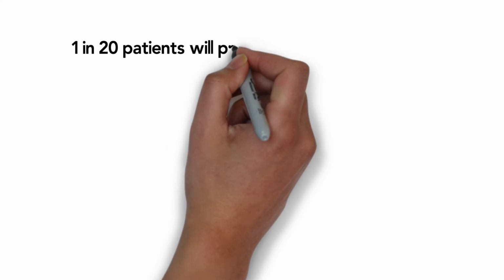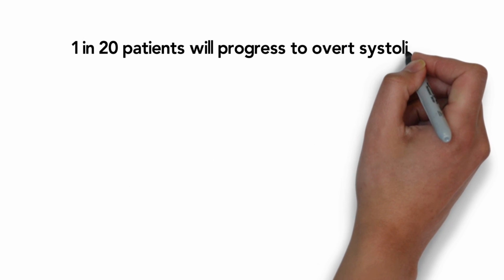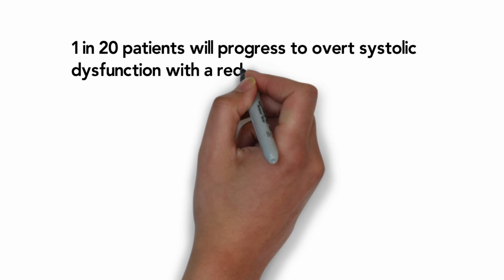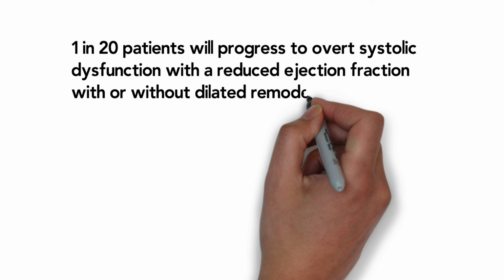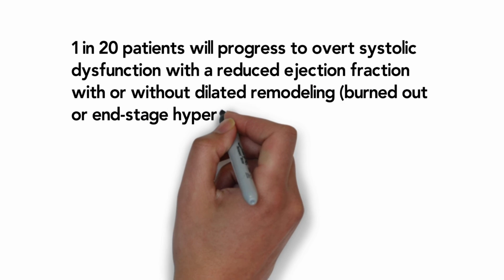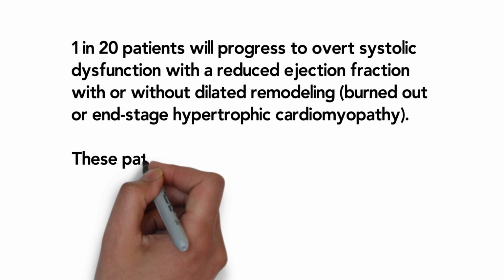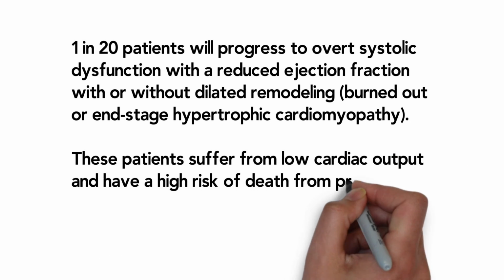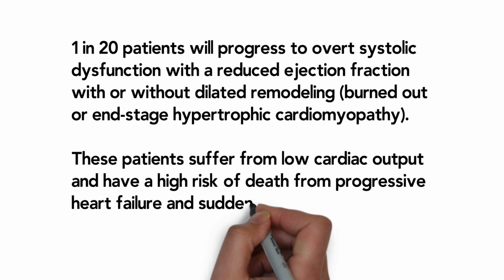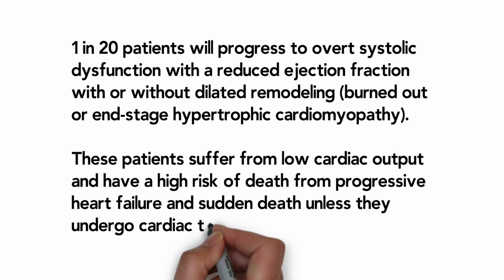One in 20 patients will progress to overt systolic dysfunction with a reduced ejection fraction with or without dilated remodeling, burned out or end-stage hypertrophic cardiomyopathy. These patients suffer from low cardiac output and have a high risk of death from progressive heart failure and sudden death unless they undergo cardiac transplantation.